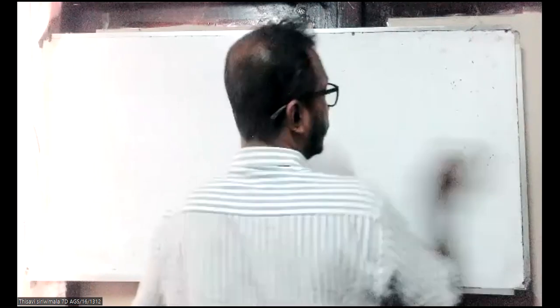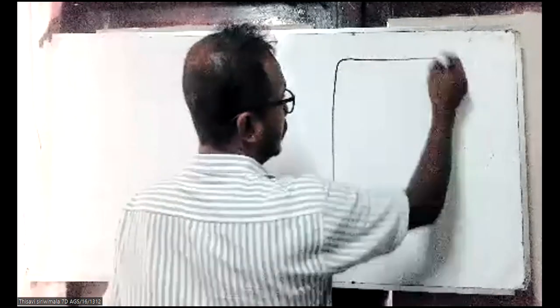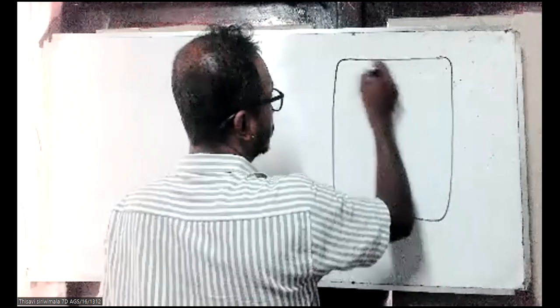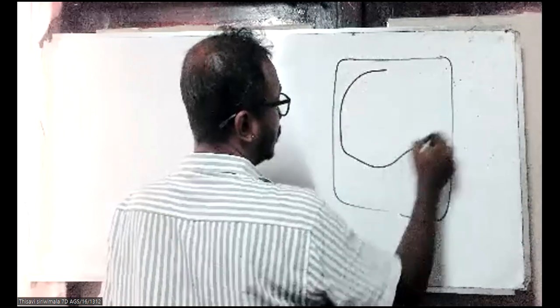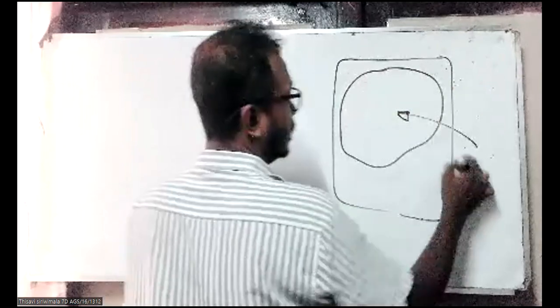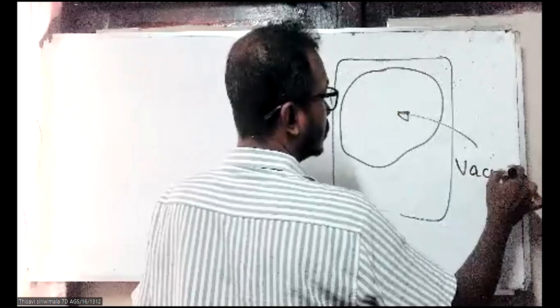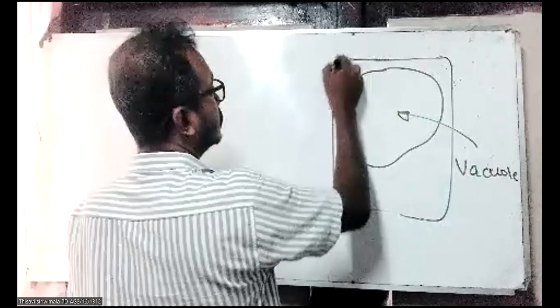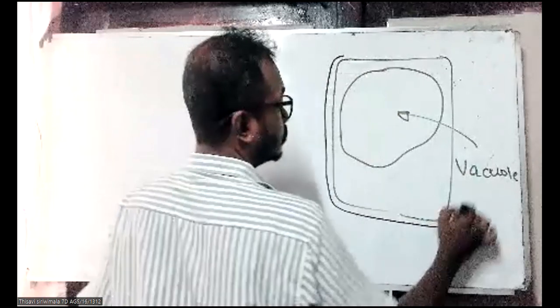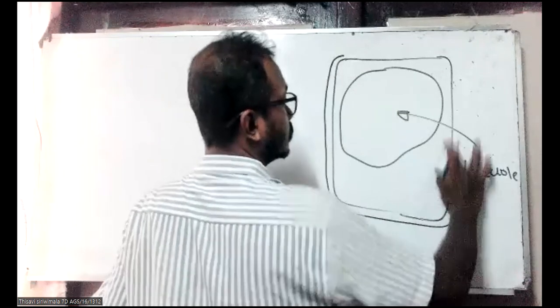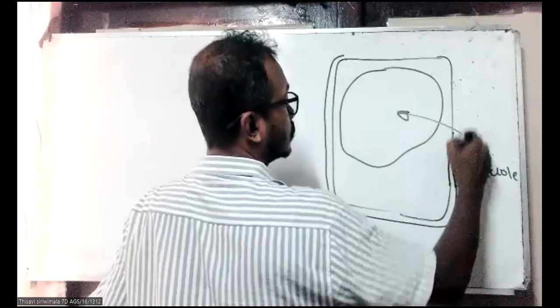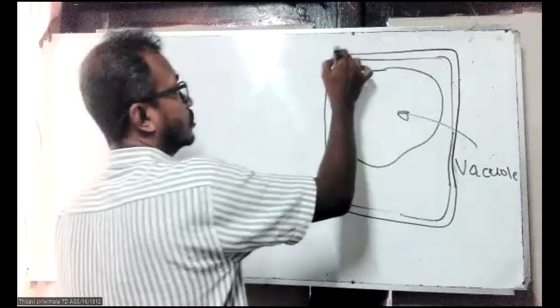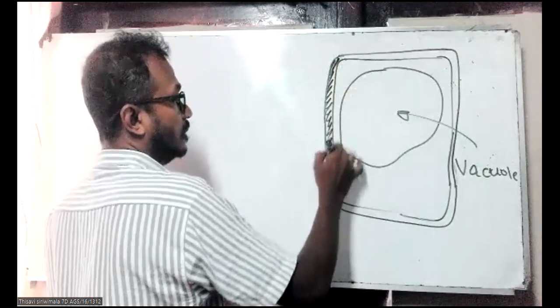In the animal cell, there will be no permanent vacuoles. Rarely there can be temporary vacuoles. So this is the plant cell. So within the cell, large area is occupied by the vacuole. You can draw the diagram of the vacuole. The wall of the plant cell.